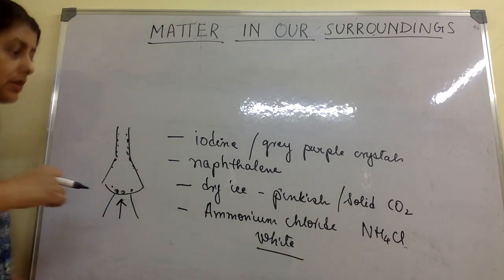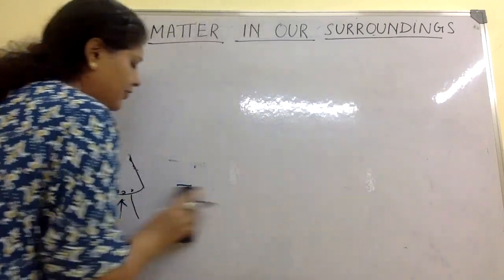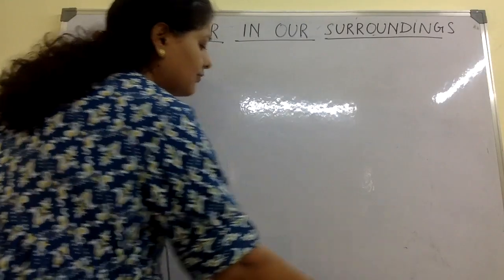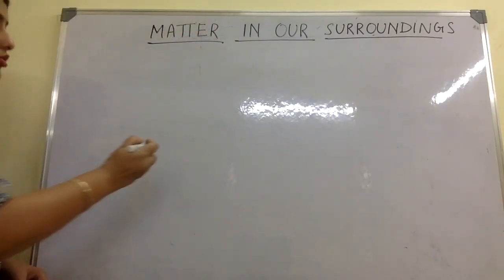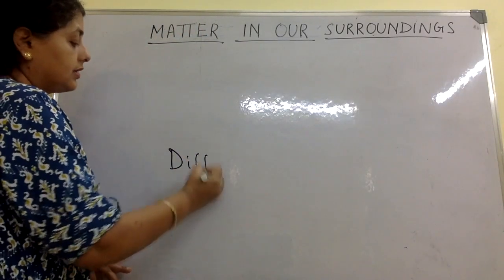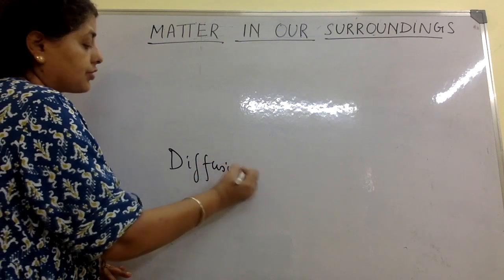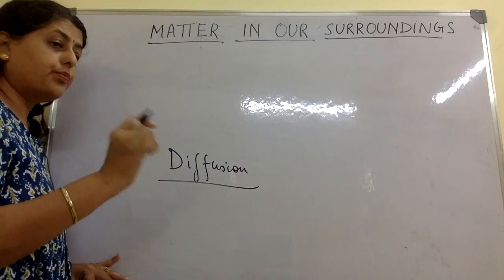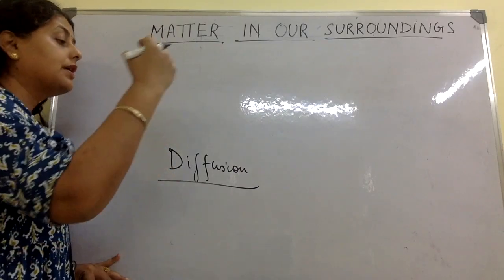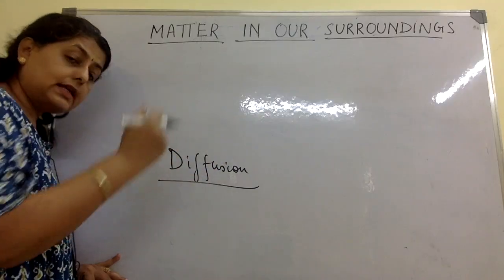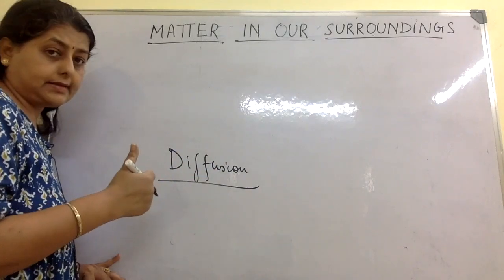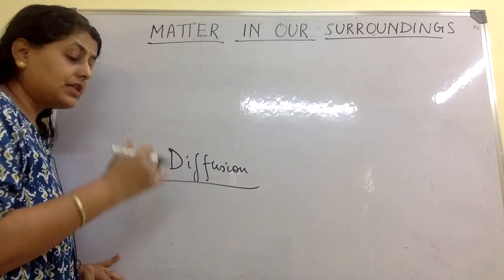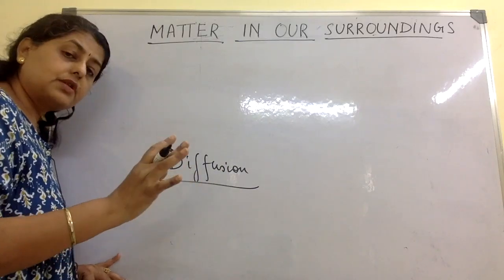Okay, so now in this chapter there are a few important words that you need to remember. So here one word is diffusion. What is diffusion? Now diffusion is, you are opening a bottle of perfume at one end of the room, and standing at the other end of the room you start smelling it. That is diffusion. How did the particles reach your nose? It reached your nose by the method of diffusion.